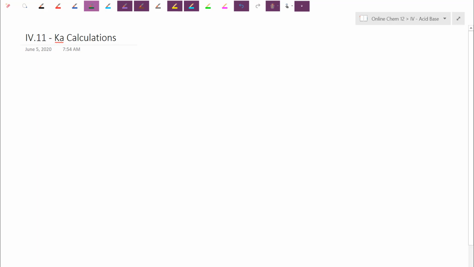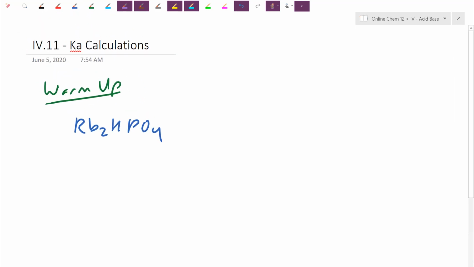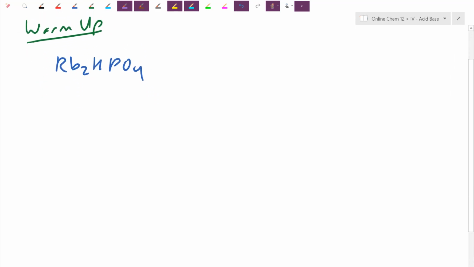So for just a warm-up here, I'm going to give you a single salt here, Rb2HPO4. And the question is just, when I dissolve this in water, is the solution going to be acidic, basic, or neutral? Again, throughout this chapter, I just want you to ask yourself the question, given a chemical like this, what is this? Is it an acid? Is it a base? Is it strong or weak?